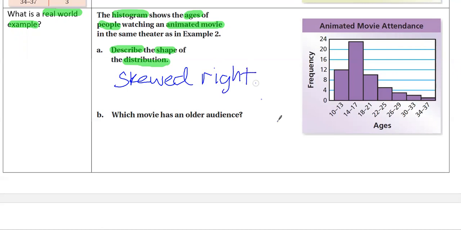Okay. Now it says which movie has an older audience? Well, if this is skewed right, most of the data are to the left, which is mostly younger people, right? And in the comedy that was up above, it was skewed left, which means most of the data were to the right. If most of the data were to the right for the comedy, that means most of the data were older people, right? So which movie has an older audience? The comedy.